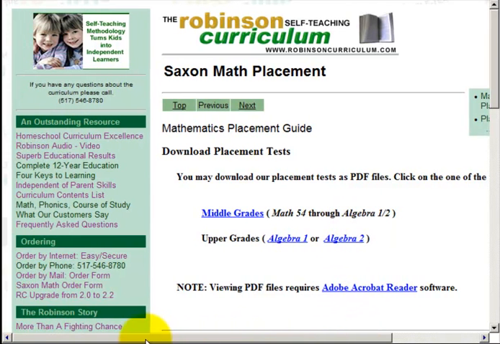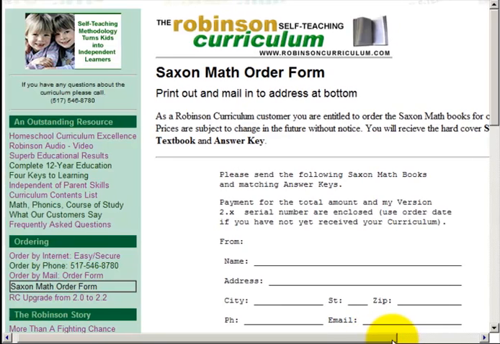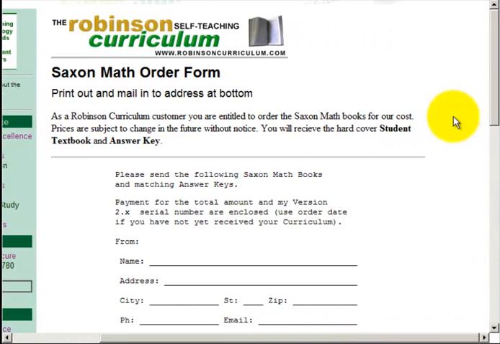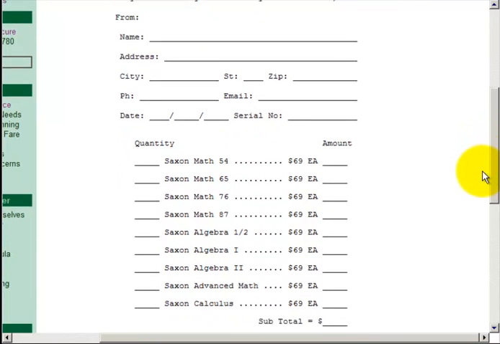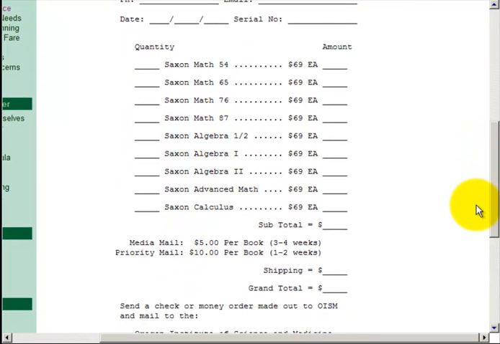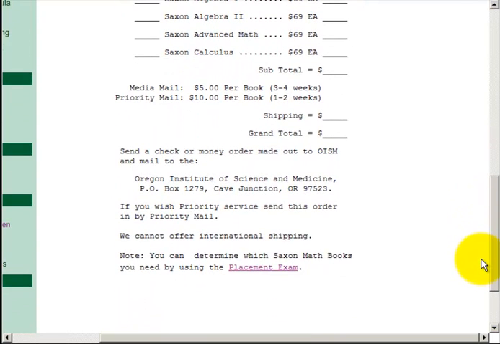And once you figure out which book you need, you can go to the Saxon Math order form. You can print this order form out, send it in with a check or a money order. The math books are $69 each, plus $5 or $10 shipping. Another place to access the placement exam is through this link at the bottom of the order form.